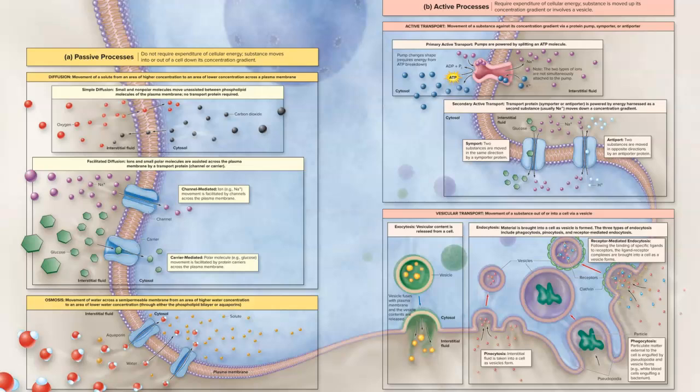And this last slide is your concept overview that covers all of your active and passive processes. This is in your textbook on pages 122 and 123. If you just walk yourself through this, it will give you a nice little summary of these processes.